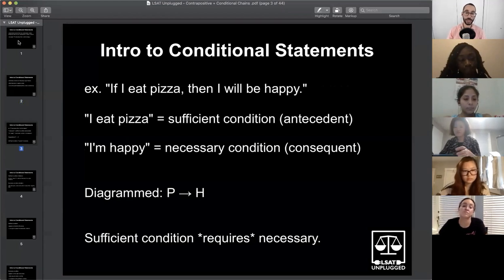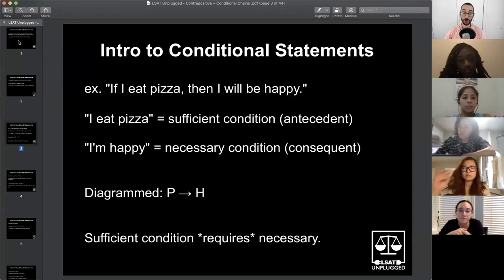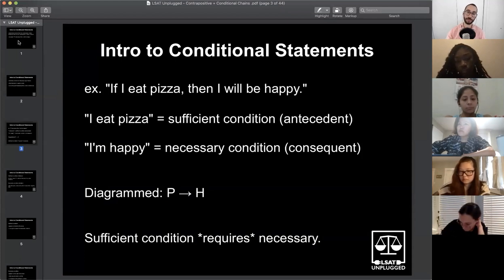So in that conditional, if I eat pizza, then I'll be happy. I eat pizza is the sufficient. It's the activator, known in formal logic as the antecedent, which you don't really need to know that term, but I'm putting it there for those who like the formal logic stuff. I'm happy is the necessary condition, also known as the consequent in formal logic. Diagramming it simply, P requires H. The sufficient requires the necessary. So it requires it, it activates it.